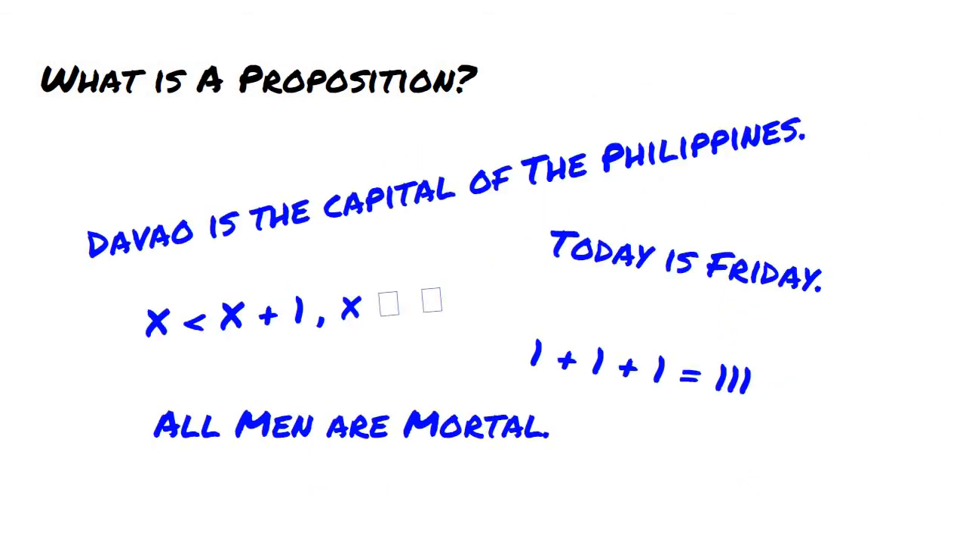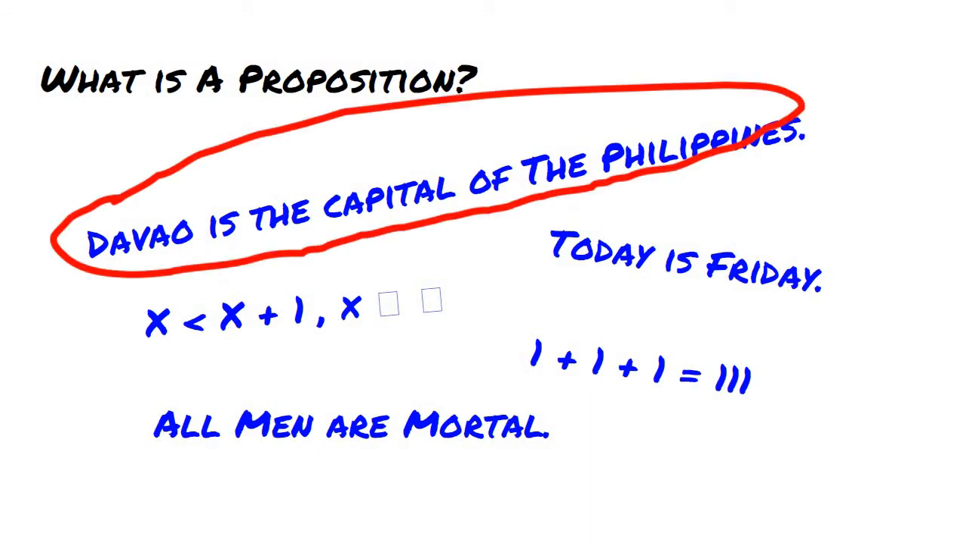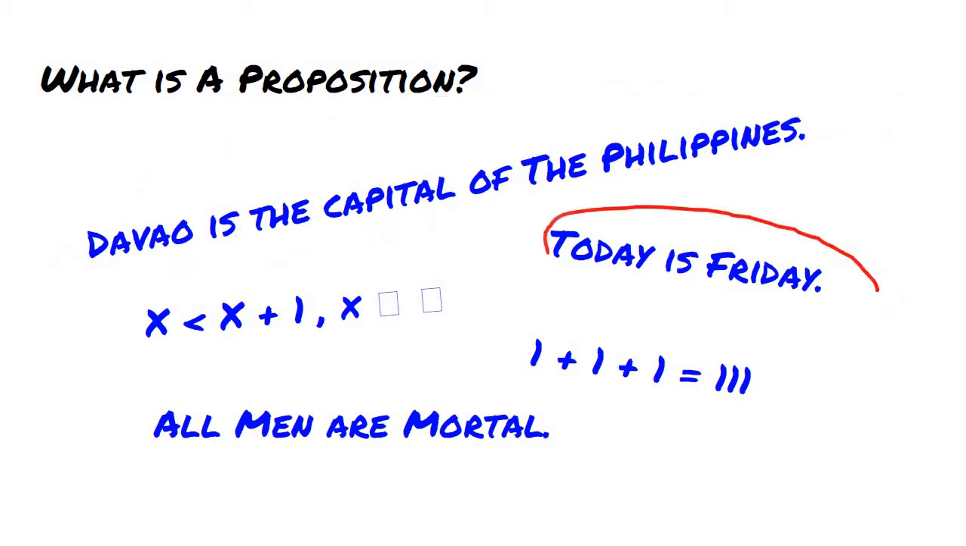For example, given a statement, Davao is capital of the Philippines. It's a proposition with a value which is false. And second statement, today is Friday. It so happens that today is Friday, so it is true.